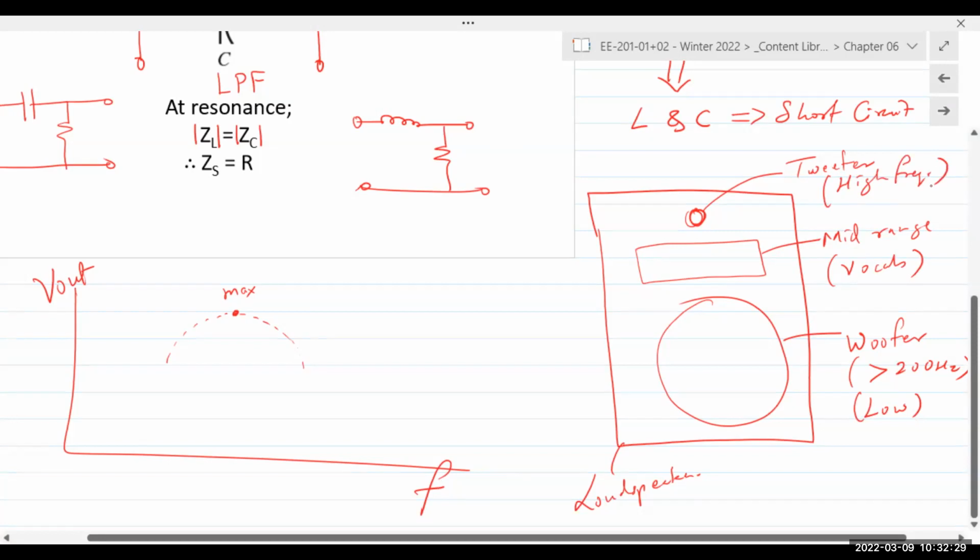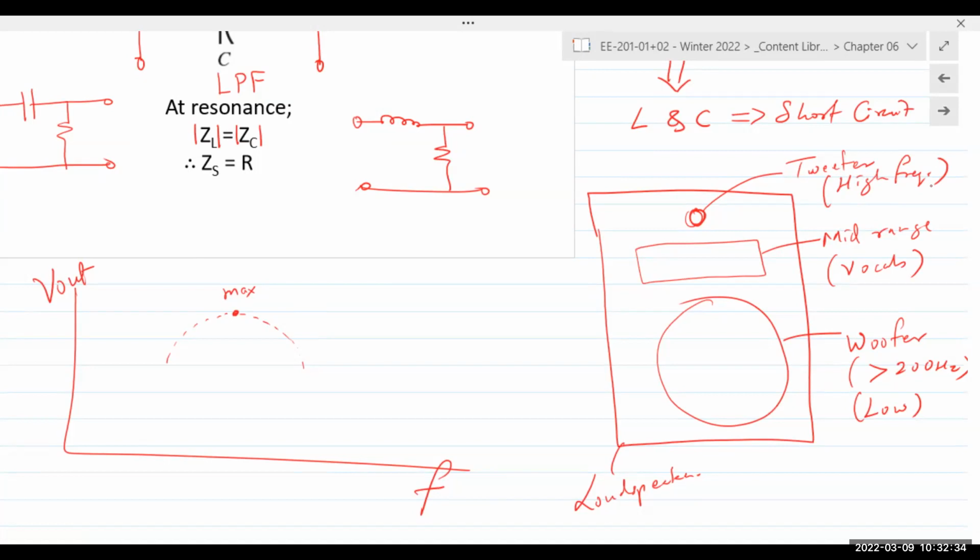And the reason, of course, is that the lower the frequency, the longer the wavelength, the bigger the driver that you need. So the lower frequencies need as big a cone as possible to move the air. The higher frequencies, not so much, because they don't travel as far.